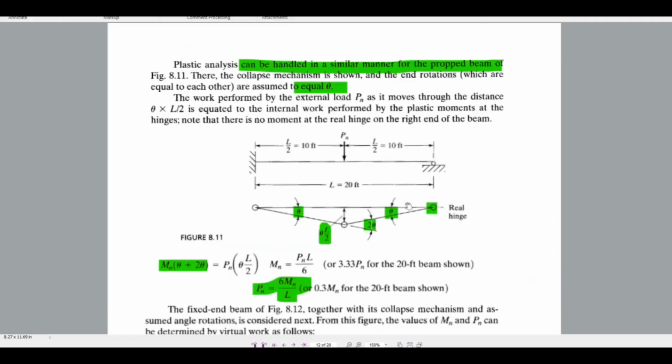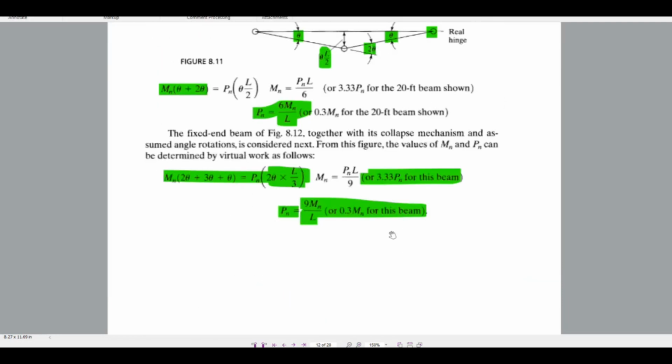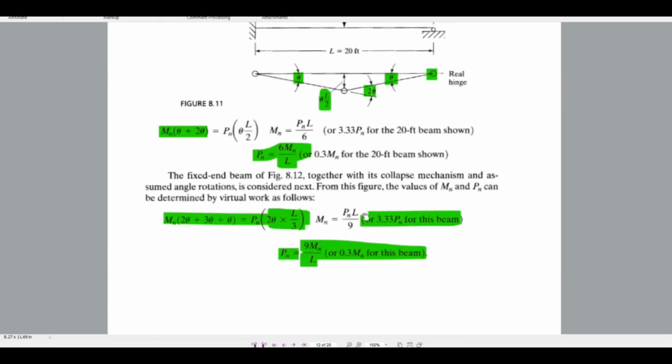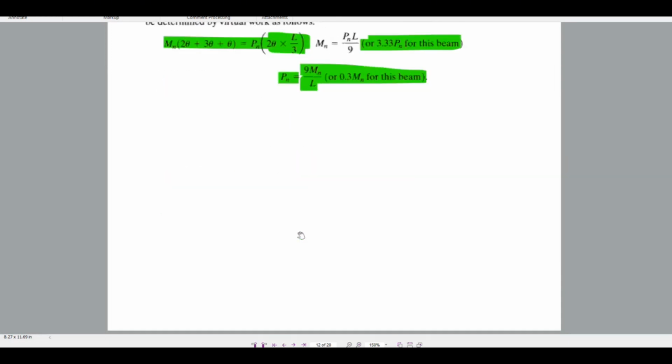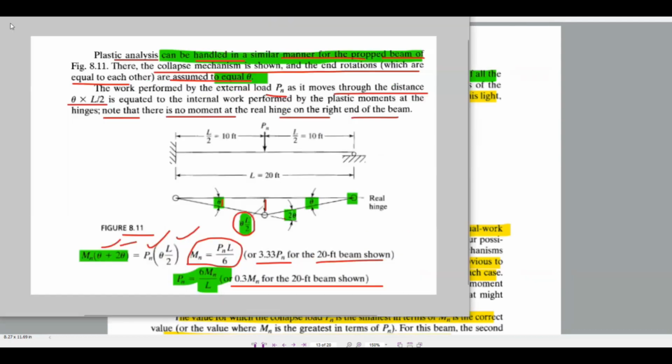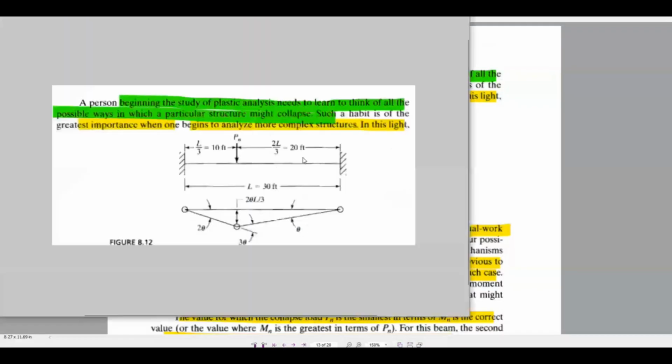So the fixed beam of figure 8.2. Here we can see the fixed end beam 8.2 together with its collapse mechanism and assumed angle rotations. Next, from this figure, the value of Mp can be determined with virtual work. Let us see here. The load here Pn, so it will deflect here.